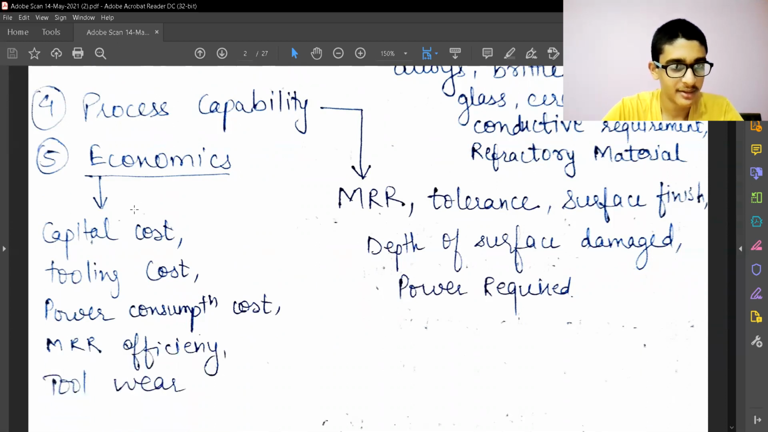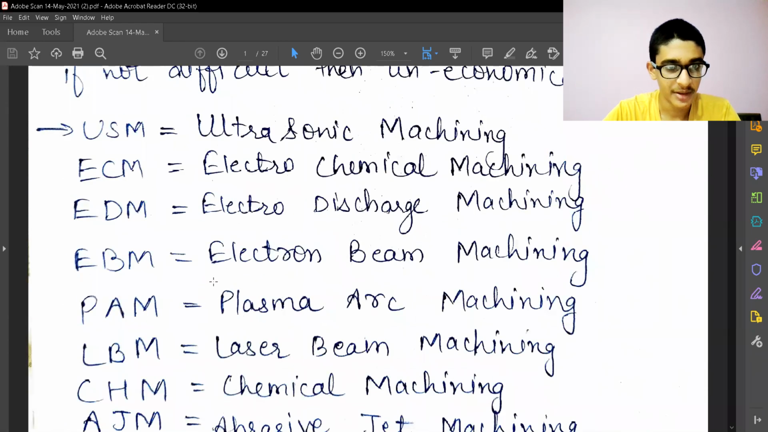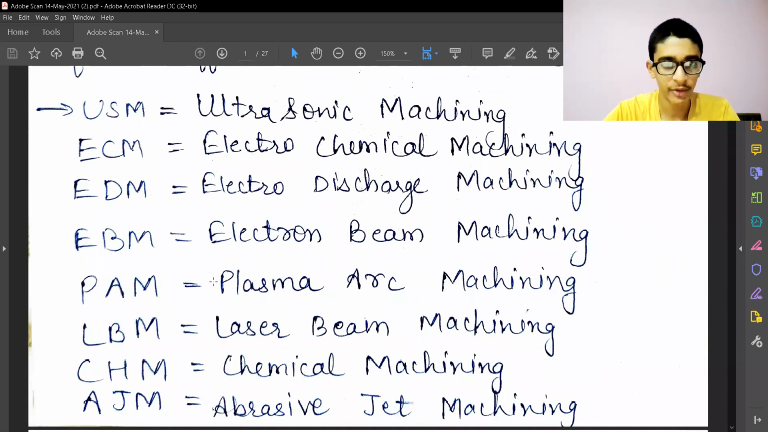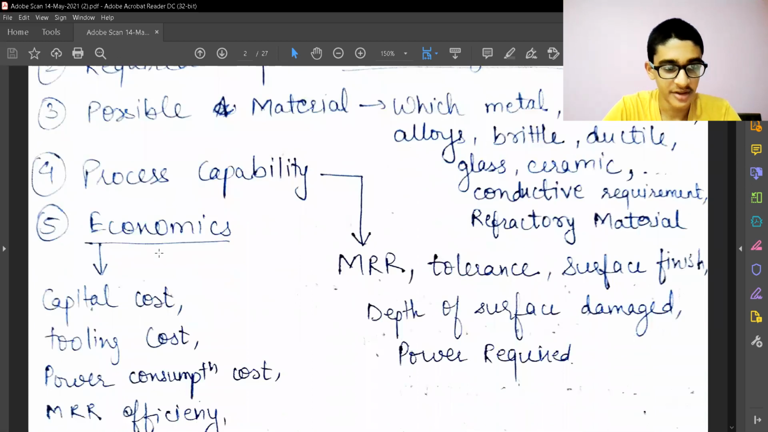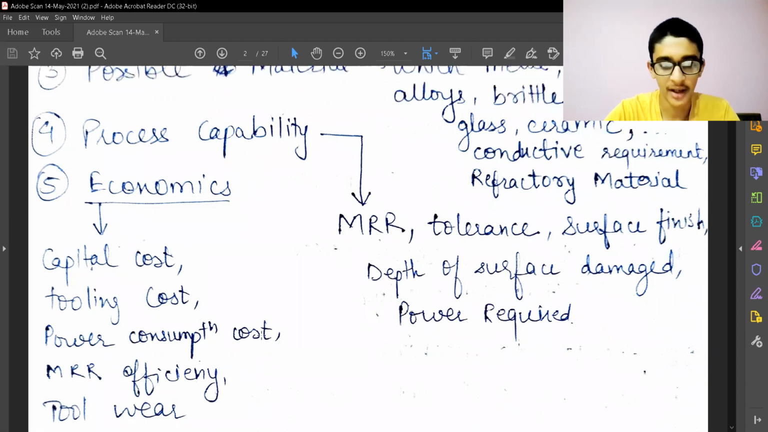The economic scale factor will include the capital cost of the machine tools and the tooling cost. There will be different kinds of tools. If I want to make a circular feature, I want that type of tool. If I want to make a complex feature, I need to have that type of tool, and these tools are of very high cost. Then the power consumption cost, MRR efficiency, material removal rate efficiency, and tool wear, gradual tool wear or rate of tool wear, what is happening.